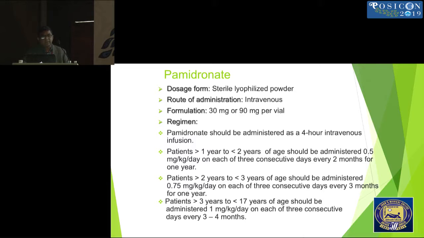In patients less than 1 year to 2 years, it should be administered at 0.5 milligram per kg per day on each of the 3 consecutive days every 2 months for a year. For children over 2 years but less than 3 years, it's 0.75 milligram per kg per day on each of the 3 consecutive days every 3 months for 1 year. And for children from more than 3 years to 17 years of age, we administer up to 1 milligram per kg per day on each of 3 consecutive days for 3 to 4 months.